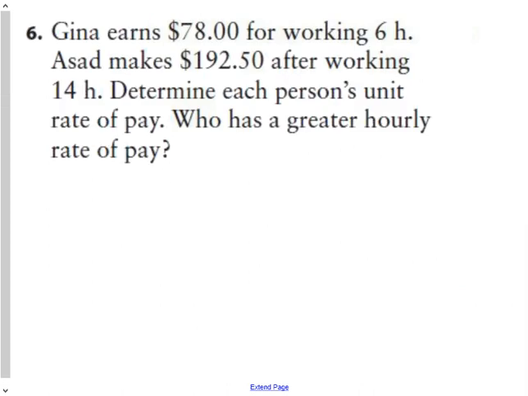Do we have to do 6? Yes? Gina earns $78 for working 6 hours, and Assad makes $192.50 after working 14 hours. Determine each person's unit rate of pay. Who has the greater hourly rate? So we're going to do dollars per hour as our rate. We're going to do Gina, and we're going to do Assad.